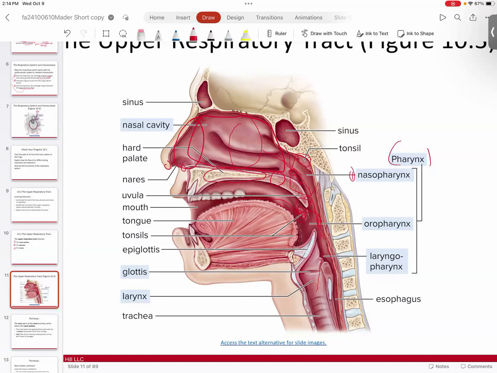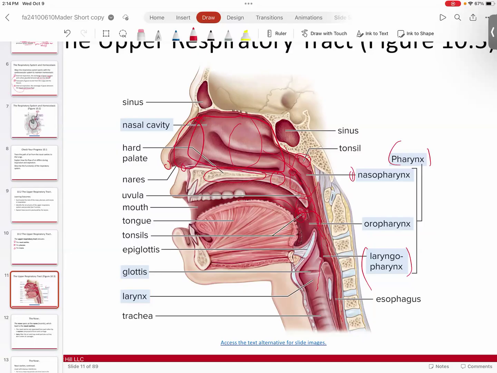And then as you start to go down, you have the laryngopharynx, which is basically right behind the larynx. That's behind the voice box. So that's kind of the beginning, if you will, of the boundary between the upper and the lower respiratory section. And so here you can see on top of your glottis, which is your opening to the trachea, is going to be the epiglottis, which is a piece of cartilage that basically closes off your trachea when you're swallowing.